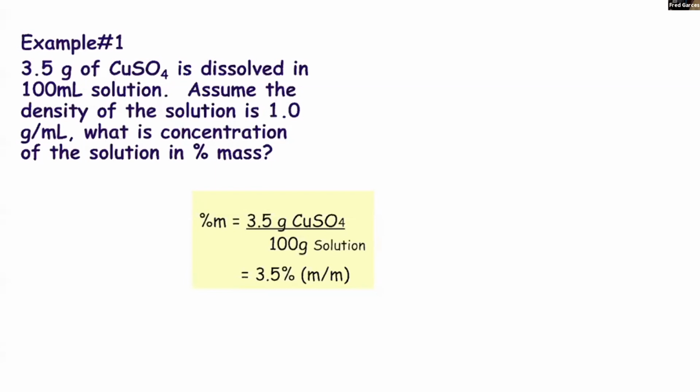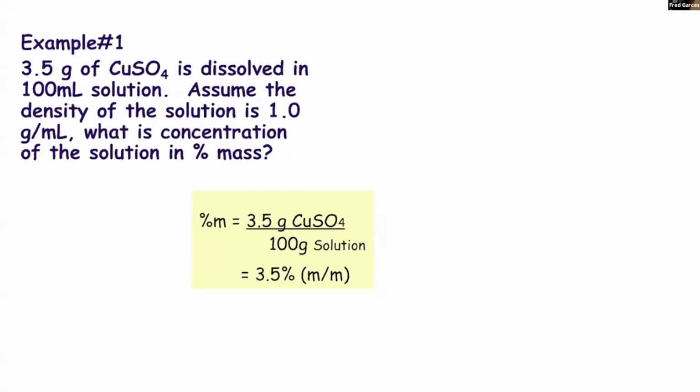Anyway, the density relates the mass of the solution to its volume. You can use that as a conversion factor. So in this particular example, we have 3.5 grams of copper sulfate dissolved in 100 milliliters of solution. Remember that the solution contains the copper sulfate and the water. If the density is 1, then you can assume that the mass of the solution is 100 grams as well, okay? Because the units of density is grams per mL. So a density of 1 means that the grams equals the milliliters.